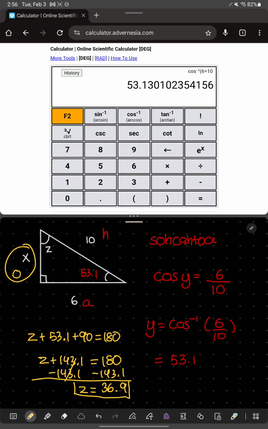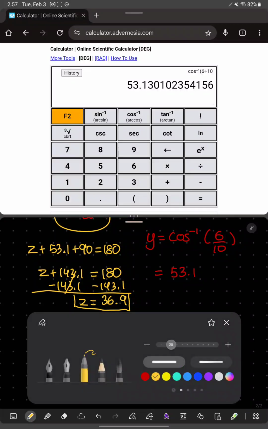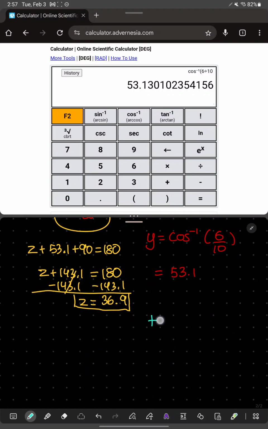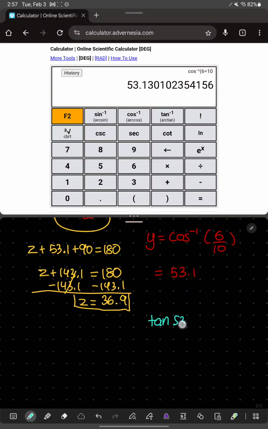I can choose two sides then. I have x, that's what I want. Maybe I can choose a, 6. O and a, if I look at SOHCAHTOA, I can use tangent. So from here, I can say tangent of my angle, which is 53.1, equals x over 6. One thing I like to do is make it over 1. That way I can cross multiply. 1x equals 6 tangent of 53.1.